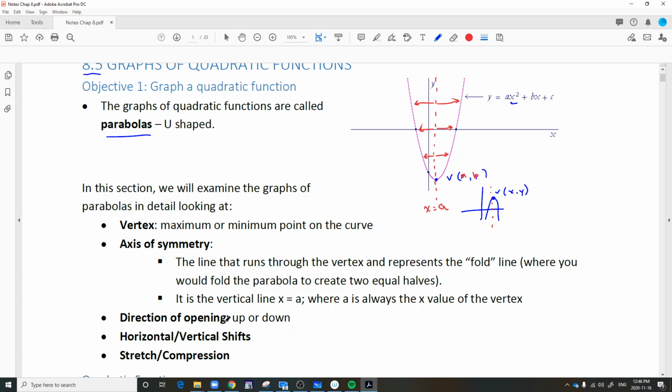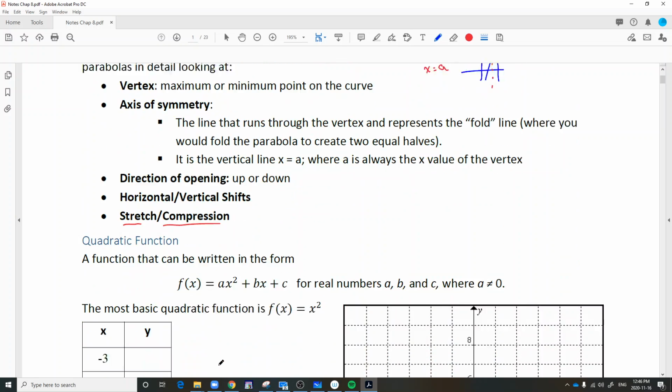Direction of opening is another important thing. So whether it's opening up or down, and we'll discover when that happens. Then we're going to look at horizontal and vertical shifts. So we're going to be moving this graph up, down, left, and right. And then we're also going to be looking at stretching and compressing these graphs. So we're going to be looking at making them wider, making them narrower, and so on and so forth.